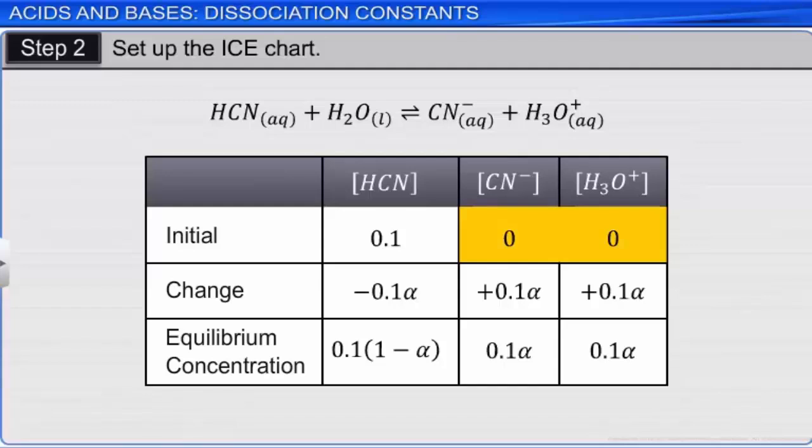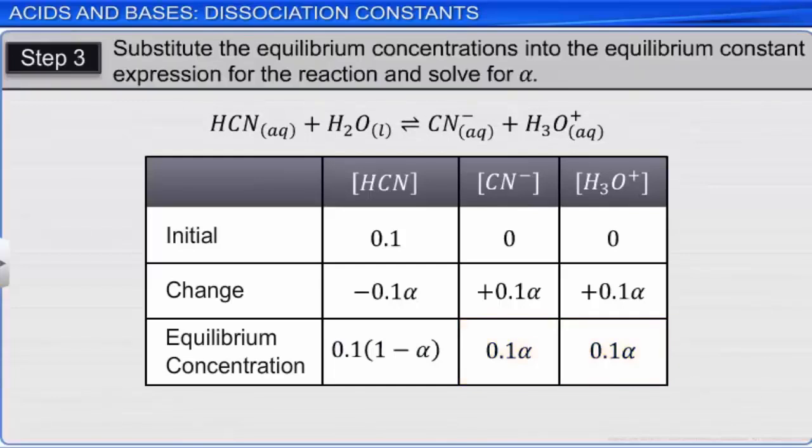Since the reaction is yet to happen, the change in concentration on proceeding to equilibrium in terms of alpha is minus 0.1 alpha for hydrocyanic acid and plus 0.1 alpha and 0.1 alpha each for CN- and H3O+ ions. The equilibrium concentration of hydrocyanic acid is 0.1 multiplied by 1 minus alpha and 0.1 alpha each for cyanide and hydronium ions. In the third step, substitute the equilibrium concentrations into the equilibrium constant expression for the reaction and solve for alpha.